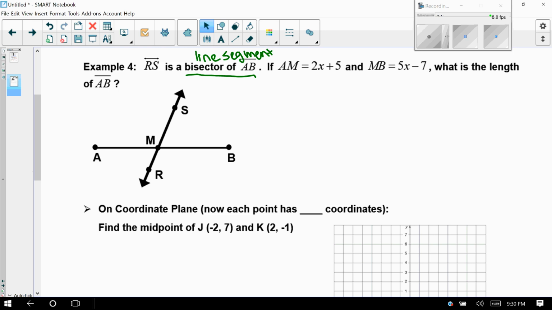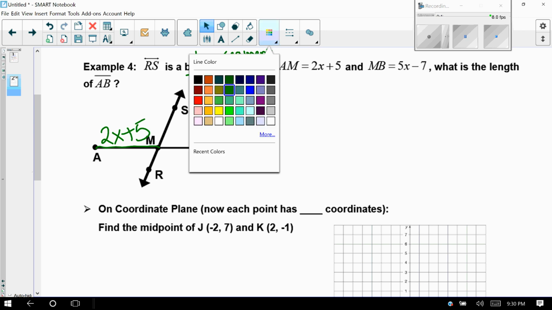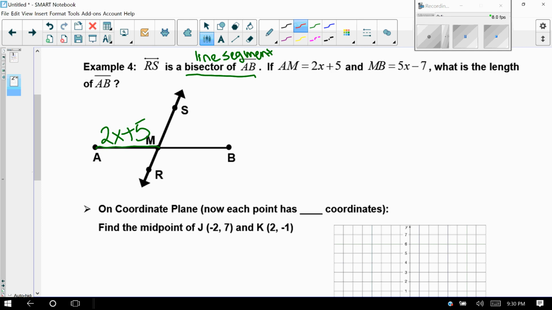So A to M is 2x plus 5. So this part of my line segment is 2x plus 5. And the other side of my line segment, MB, is 5x minus 7. So M to B is 5x minus 7. What is the length of AB, of the line segment AB? So what is the whole thing, right? They want the whole thing.